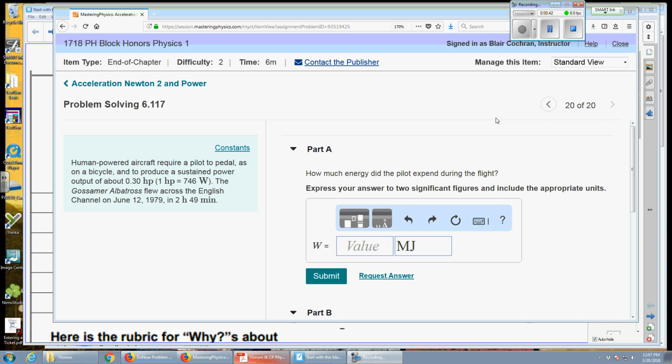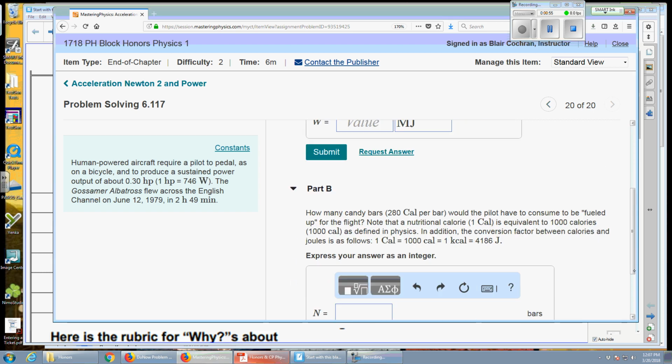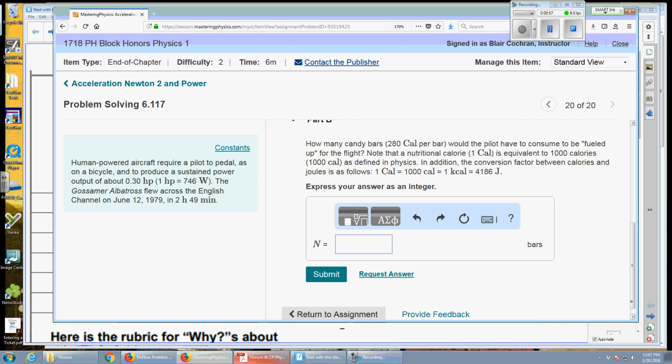All right. Human power, produced standard output about 0.3 horsepower. Crossing this channel. Yep. How much energy does the pilot expend during flight? How many candy bars does the pilot have to consume? Okay.